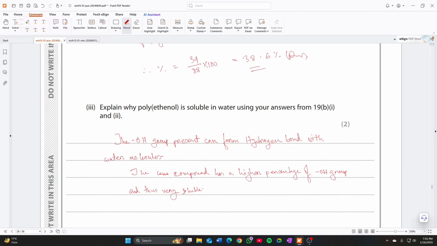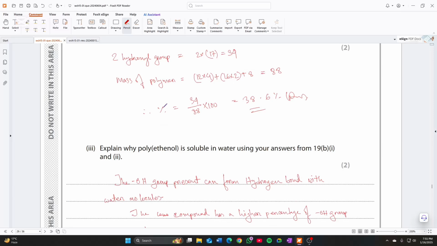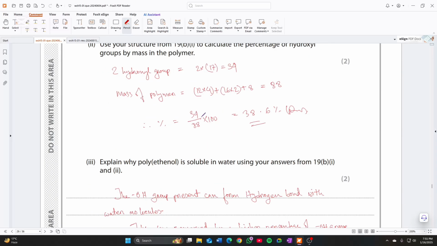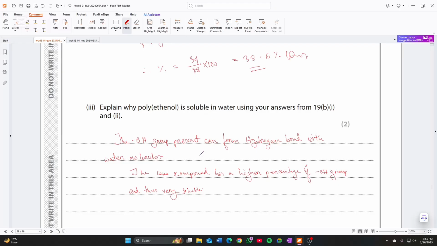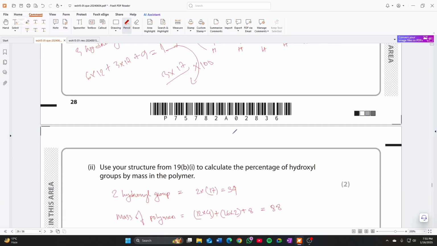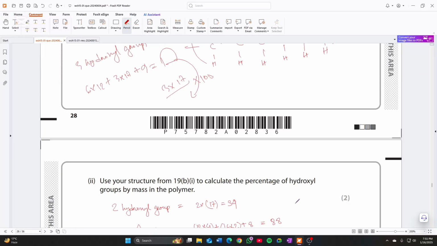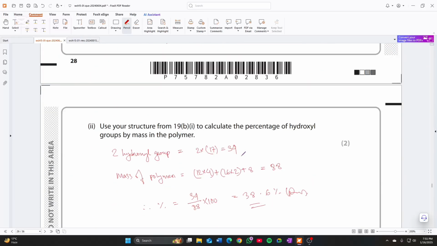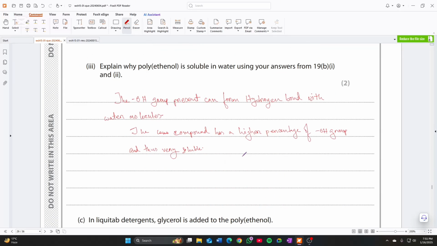Moving to question 2, explain why polyethanol is soluble in water using your answer from 19B1 and 2. Here you can see that polyethanol has the hydroxyl group, OH. Now OH can actually form hydrogen bonds with water molecules. The OH group present can form hydrogen bonds with water molecules, right? And also, since each molecule of polyethanol has a high percentage, almost 38 or almost 40%, of the compound as hydroxyl groups, that means more and more hydrogen bonds will form, and therefore it's very soluble.